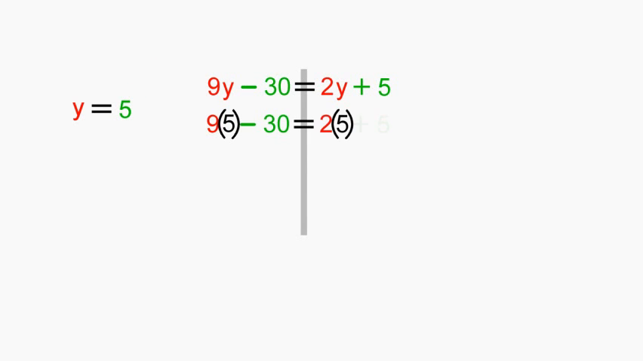Let me do all the arithmetic on the left side first. 9 times 5 is 45. 45 minus 30 is 15. On the right side, 2 times 5 is 10. 10 plus 5 is 15. So you can see I found the correct number that will make the left side equal to the right side.